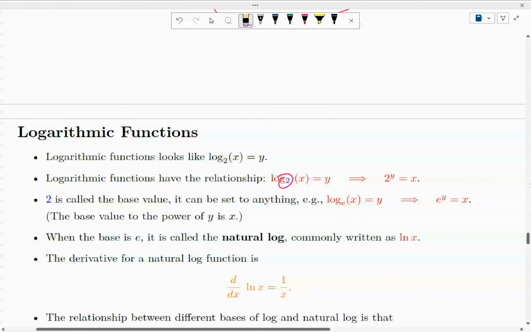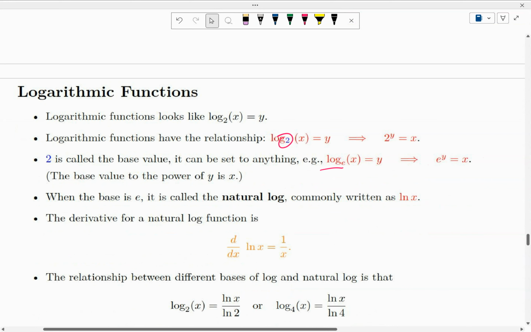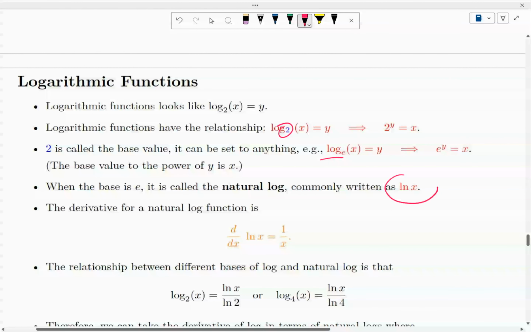Now, when the base value happens to be e, this log has a special name. It's called a natural log. So instead of log, we often just write ln of x, natural log. And the derivative for the natural log is just 1 over x. So this is also hopefully not that hard to remember.